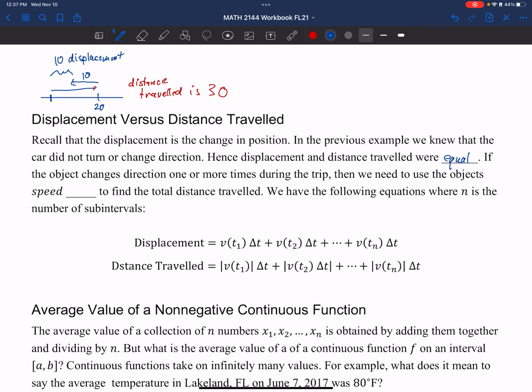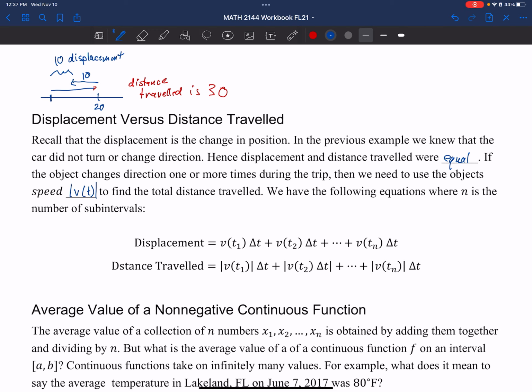Does anyone remember how we find the speed of an object? Grace, I haven't heard from you. Absolute value of velocity. Yeah, absolute value of velocity. Very good. I'll just try to get a variety of answers. So remember the speed is the absolute value of velocity, and we use that to find the total distance traveled.